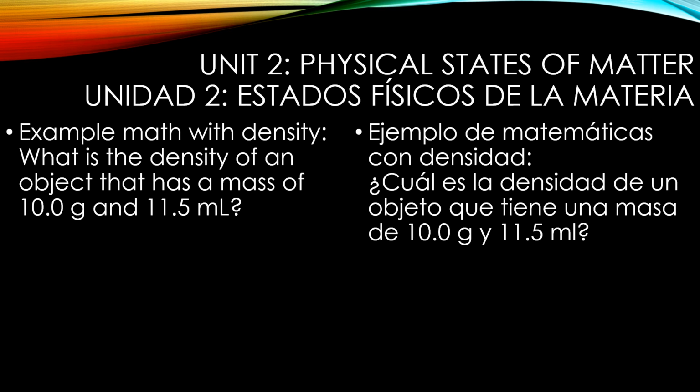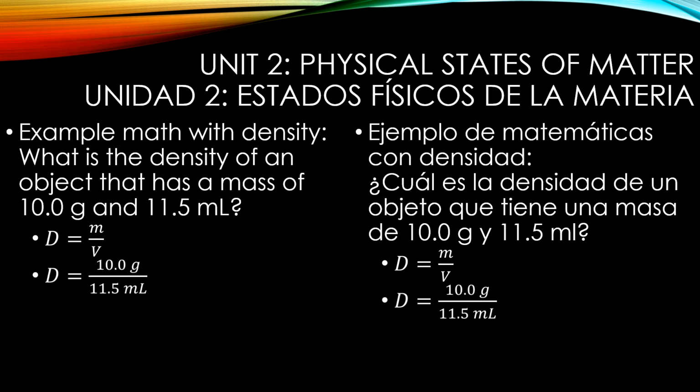Here's an example math problem for density. What is the density of an object that has a mass of 10.0 grams and 11.5 milliliters? The formula is D equals m over v. M is mass, which in this case is 10.0 grams, and volume, V, is 11.5 milliliters. If you divide 10 and 11.5, you get 0.870, a rounded number. The units stay as grams over milliliters or grams per milliliter, just like in the fraction previously.